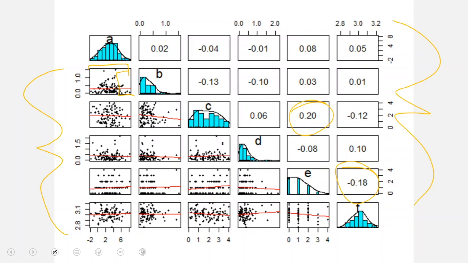The right-hand side, the right sort of chunk there, tells you the actual correlation values. And then the left-hand side just tells you what they look like, how they behave. And that's that, okay? That's the pairs panels. Useful just to do, but not totally necessary all the time.